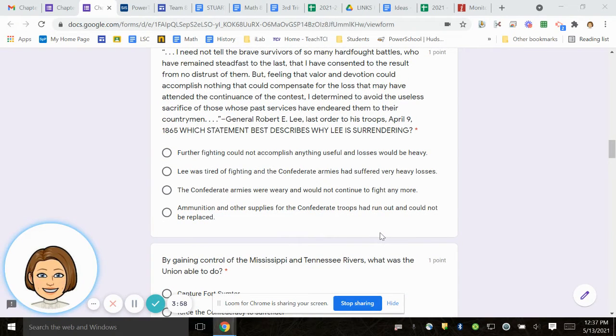Which statement best describes why Lee is surrendering? Further fighting could not accomplish anything useful, and losses would be heavy. Lee was tired of fighting, and the Confederate armies had suffered very heavy losses. The Confederate armies were weary and would not continue to fight anymore. Ammunition and other supplies for the Confederate troops had run out and could not be replaced.